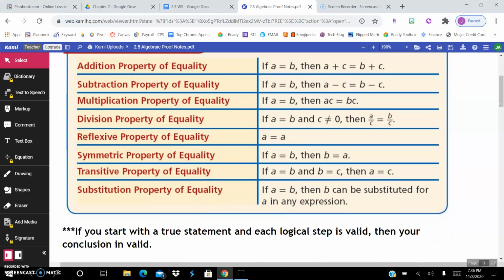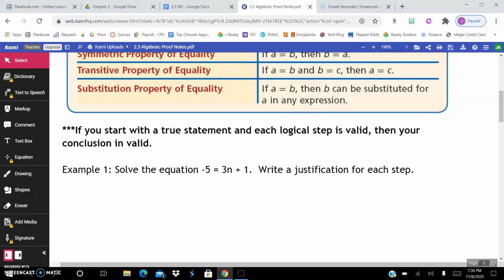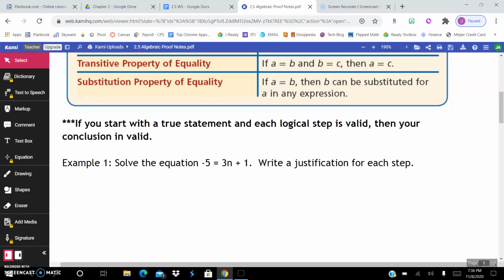So if A was 1, then B would be 1, and if B is 1, then C has to be 1. Kind of like those if-then statements that we were looking at last week. Substitution property of equality: if A and B are the same, then B can be substituted for A in any expression. All right, if you start with a true statement and each logical step is valid, then your conclusion is valid. So if we start with something that's true and we prove each step works based on one of those properties, then we know that our answer is valid.